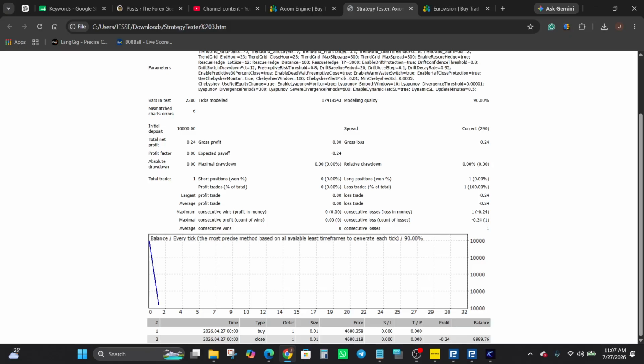Given that this test mode flag was active and the result is a single near instant negligible trade, this does not look like a representative run of the elaborate multi-layer grid and the defense system described on the page. It looks much more like a verification or connectivity check than an actual trial of the trend grid engine, rescue hedge, or any of the 8 defense layers in action.